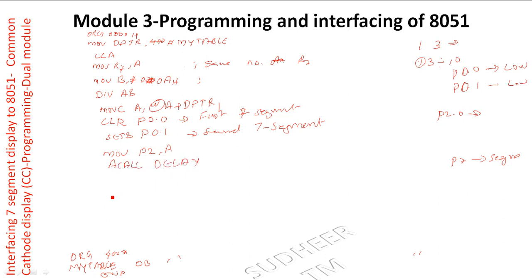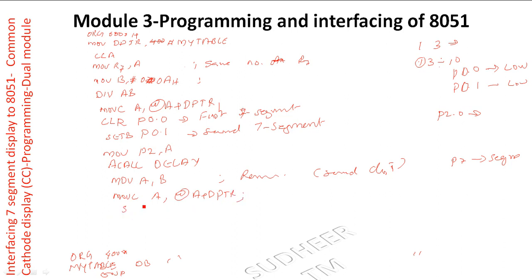Then what we will do, we need to get back that number to the remainder. So the remainder is in register B. So MOV A, B. So this is the remainder or the second digit. Okay, the corresponding number we need to get back to the accumulator. So the instruction is MOVC A, @A+DPTR. So the code is now available there.